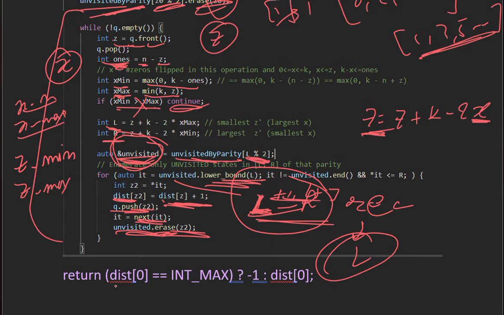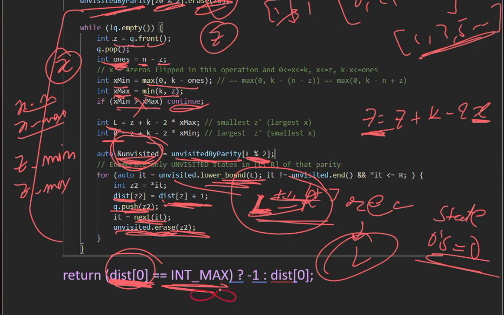And at the end, what we'll return is the distance of 0. That is the state where the count of zeros is equal to 0. So for the number of steps that we take to reach that state, if it is equal to infinite, that means we haven't reached that state, so we'll return -1, else we will return the number of steps.